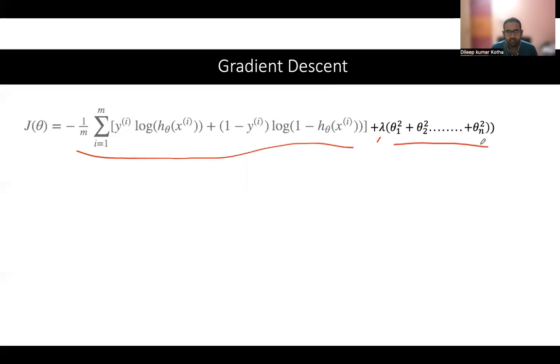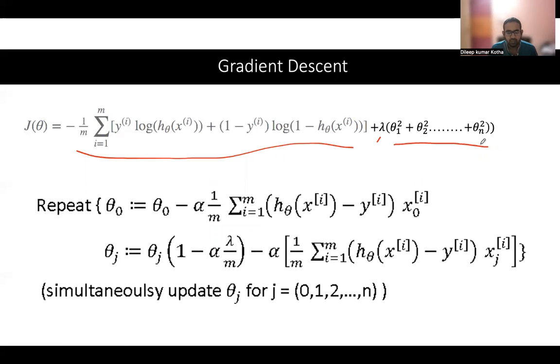Now, if we take the derivative and write the gradient descent equation in pseudocode format, it will come like this. So as you can see, this looks the same as the linear regression gradient descent. The difference being the hypothesis h. Here it indicates 1 by 1 plus e to the power of minus theta transpose x.